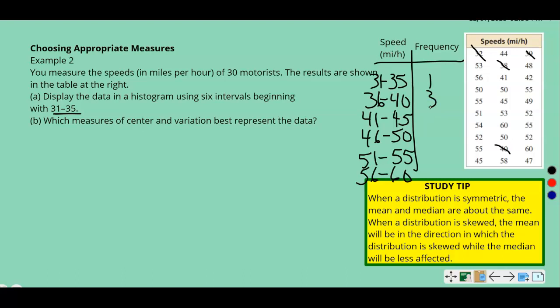All right, and then what I want you to do is just pause the video and go ahead and count how many times this occurs for each of these next 4 intervals. So we're going to finish the table so that we can draw a histogram from the table.